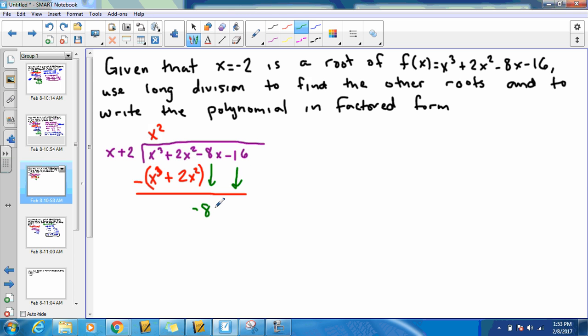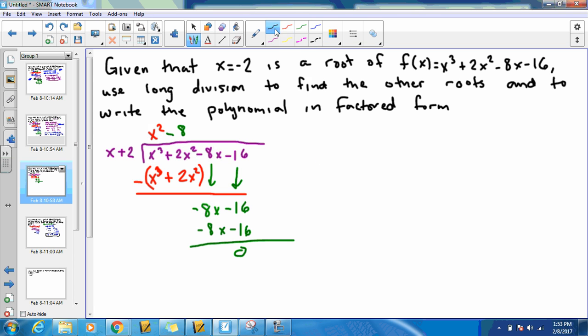So I have -8x. Make sure you remember that negative always takes the sign in front of it. And then here I would have a -8 because -8 times x is -8x. And then minus 16.